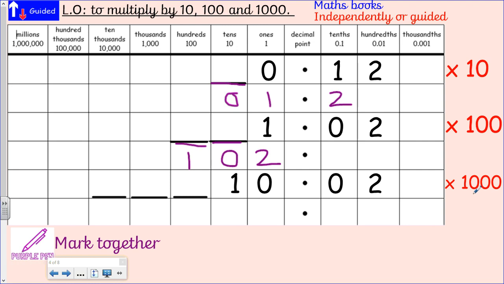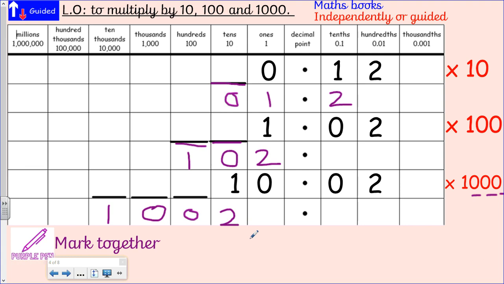Right, the last one then, we're timesing by 1,000. So 3 zeros, 3 places. Our lines are already here. So we've got 10.02. We take the 1 first. It ends up not in the tens column anymore, but in the 10,000 column. The 0 follows, so there's 0 thousands. We've got another 0 here that's following it, 1, 2, 3. So 0 hundreds and then 2 tens.